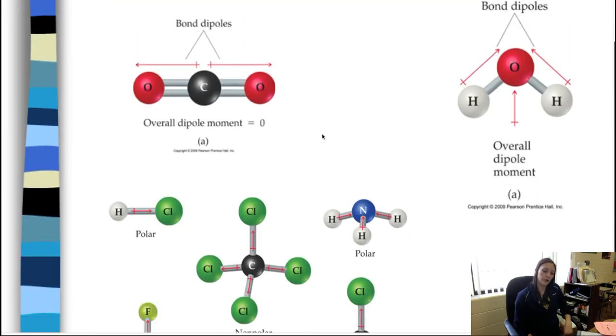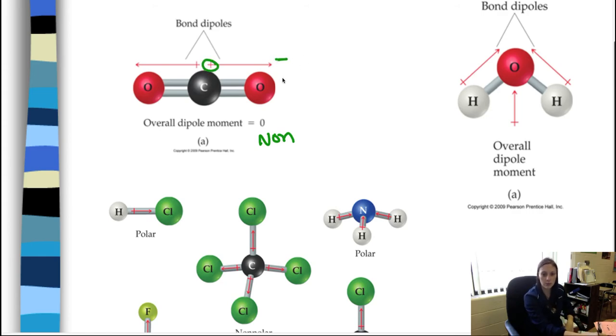Okay, so we've got carbon dioxide here in the upper left, where its overall dipole moment is 0, meaning it is a nonpolar molecule, because even though this carbon-oxygen bond is polar, O is more electronegative than C, so the electrons want to stay towards oxygen. This is how we write that. You put a little plus sign with an arrowhead. This means that this is the negative side and this is the positive side.